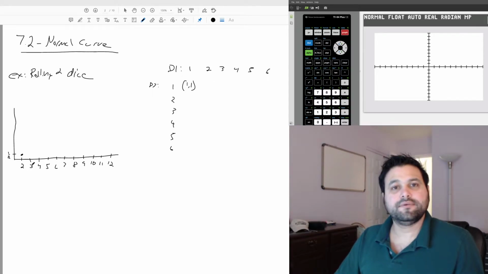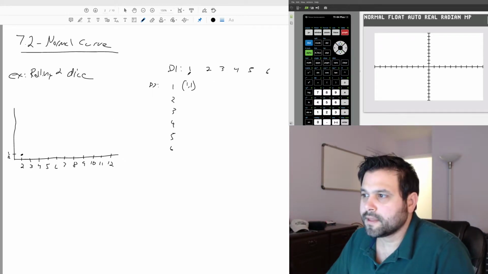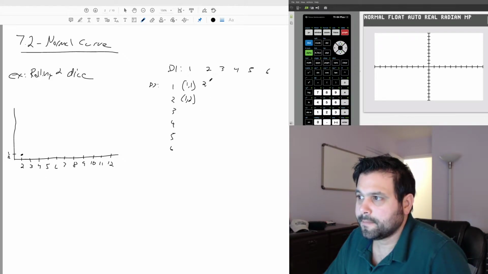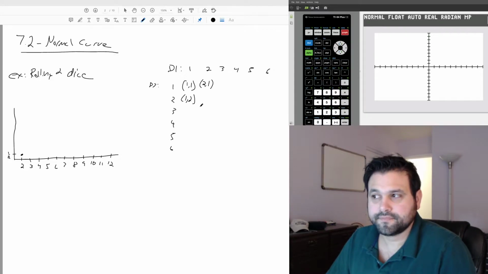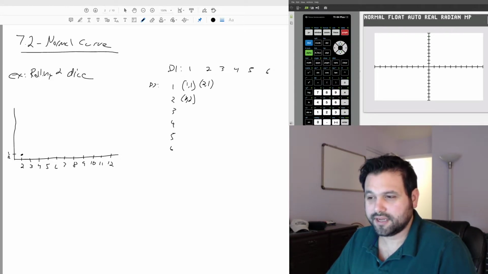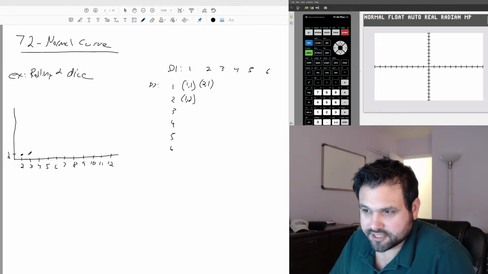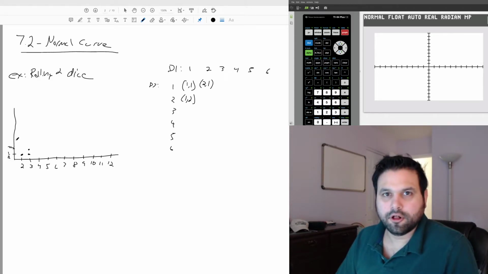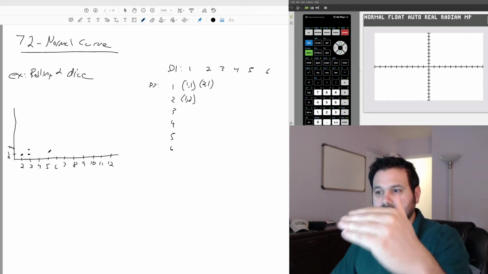Okay? How many different ways can we make a 3? Well, we can make a 3 with a 1 on the first die and a 2 on the second die. Or we could have 2 on the first die and 1 on the second die. And so now we have 2 possibilities. And so that's going to be 2 out of 36. Okay, I'm not going to label all of those values. We can kind of see how this is going to work, right?